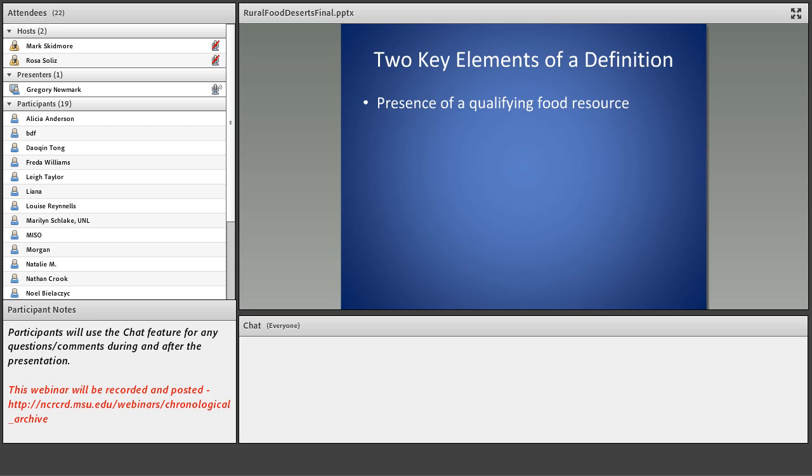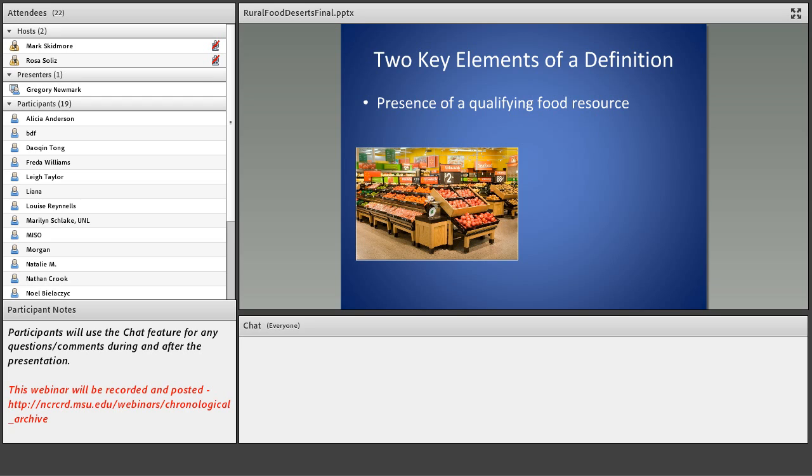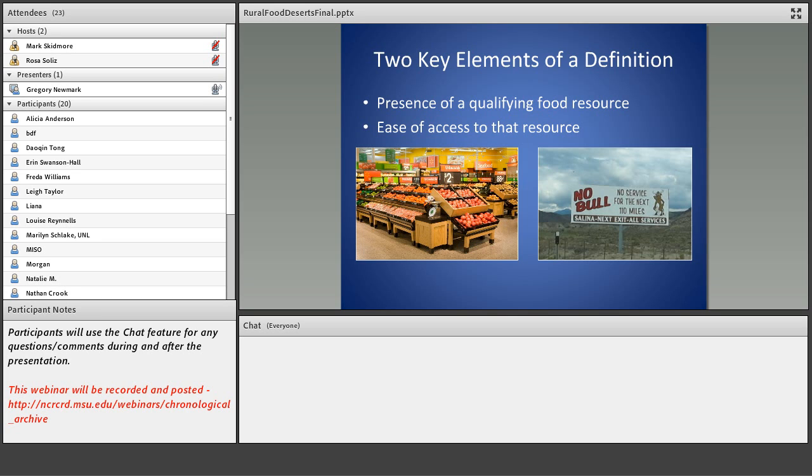One is you need to have the presence of some qualifying food resource, some oasis in the desert, so to speak. And you also need to consider the ease of access to that resource. I should say that I showed this slide, we presented this to a planning conference in Salina, Kansas, and this sign is not from Salina, Kansas, but it was relevant for the idea that access to services of any sort was so difficult that, anyways, it demonstrates the access point of view.